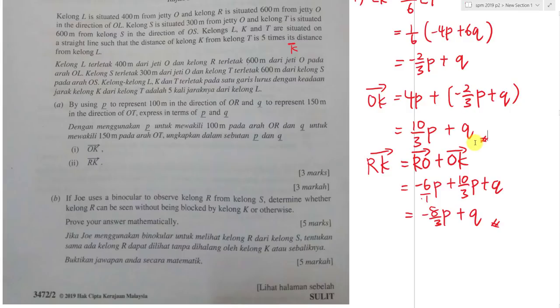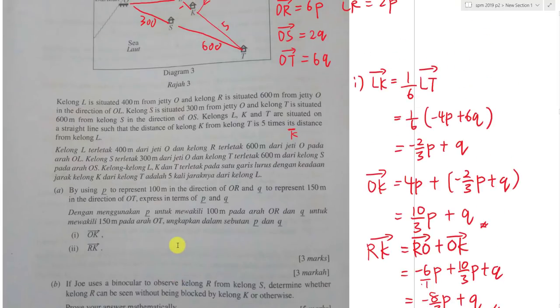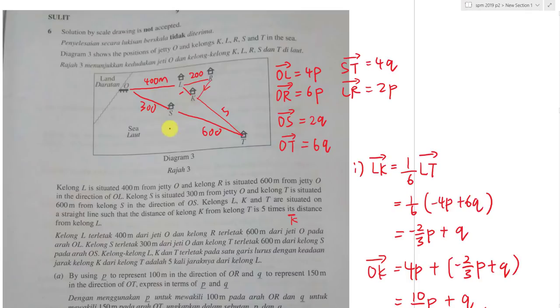Then what's next is, if Joe used binoculars to observe the Kelong R from Kelong S, determine whether the Kelong R can be seen without being blocked by the Kelong K or otherwise. Prove your answer mathematically. Basically, what this question is trying to ask is, will R to S be blocked by the K or not? It very much depends on whether RKS is a straight line or not. So what you want to do here is prove whether they are a straight line or not.